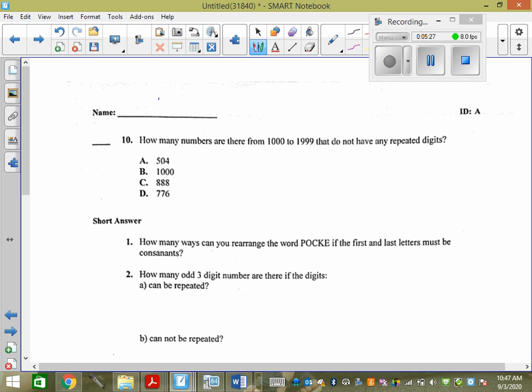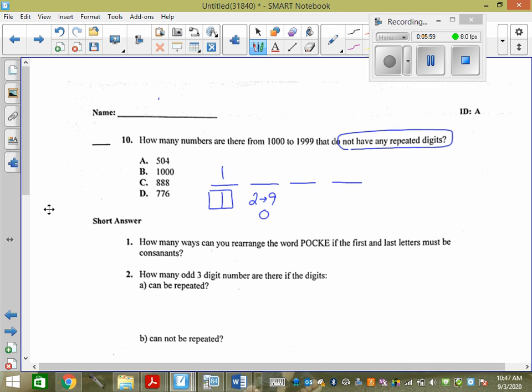Then number 10. Number 10 says, how many numbers are there from 1,000 to 1,999 that do not have repeated digits? So we put our 4 blanks. We know that this one has to be a 1, it's the only way it's going to work. Then it says do not have repeated digits, so I am going to box it. So I've used up the 1. Now I have 2 to 9 plus 0.